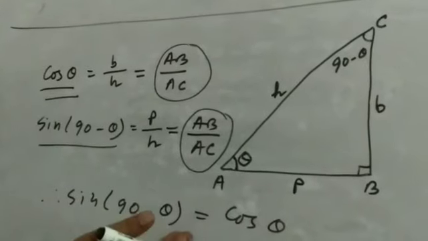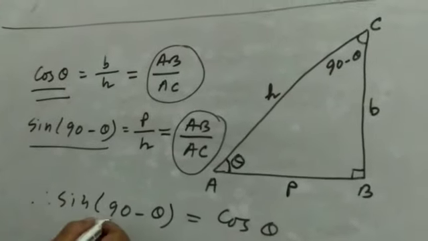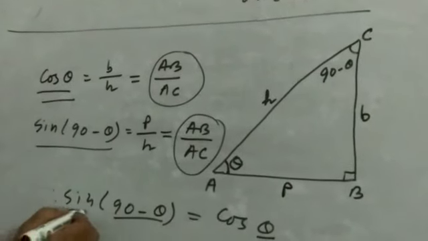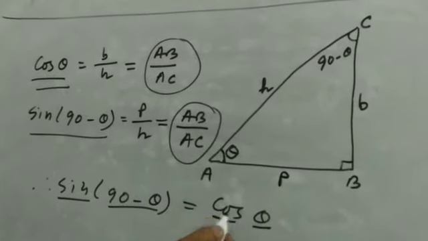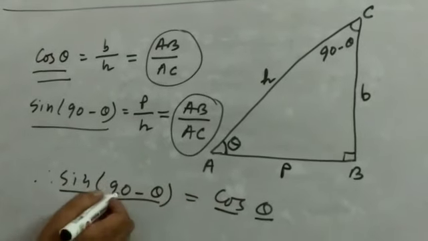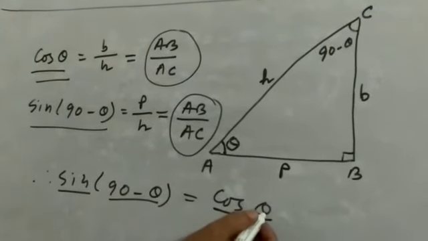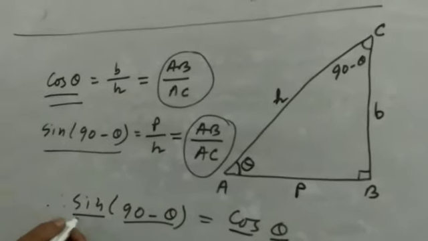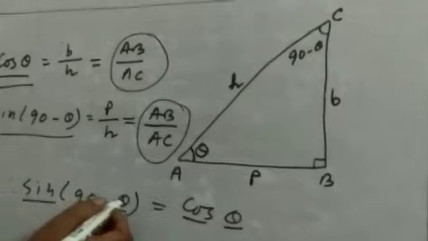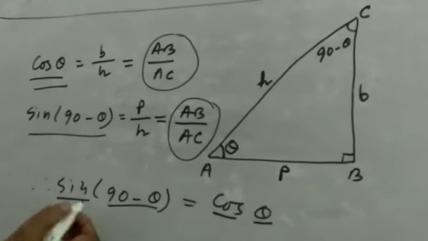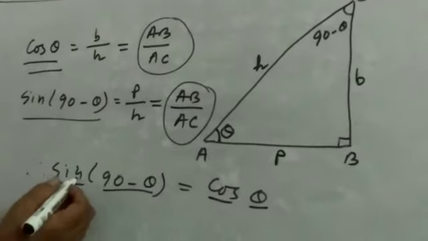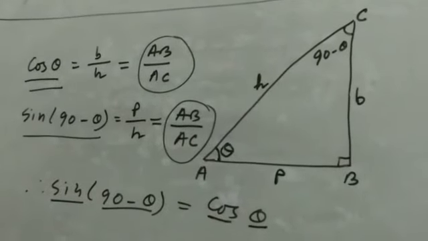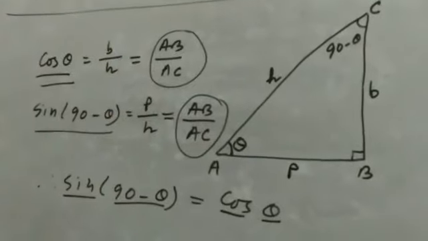So we got a relation. 90 minus theta and theta are complements, so we say the complement of sine is cos, and the complement of 90 minus theta is theta. So this is the first formula about complementary angles. Read it as sin 90 minus theta is cos theta, or in short, the complement of sine is cos. Whatever the angle, its complement is taken.